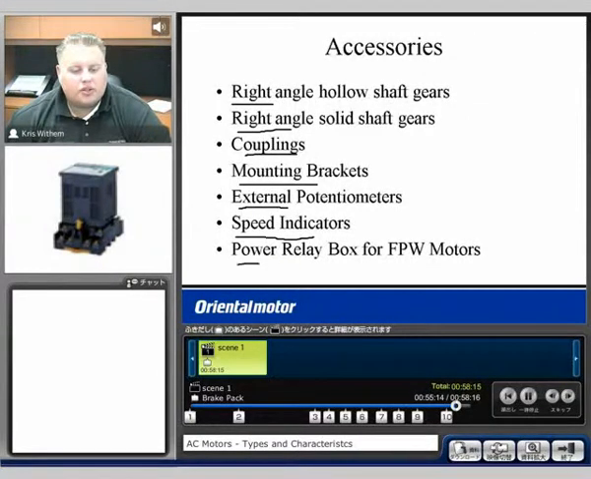The power relay box, we talked about this as well too, the FPW series. This is the IP67 rated relay box to allow for the connections to stage Y if you're using any type of extension cables for the FPW series.